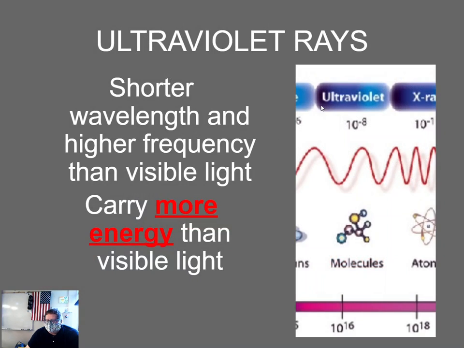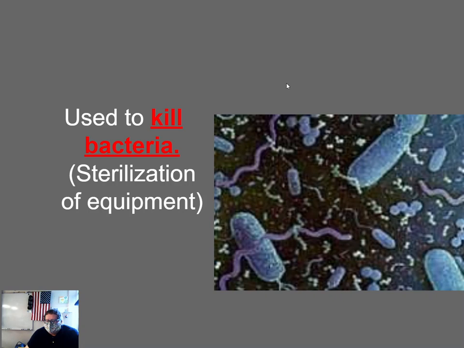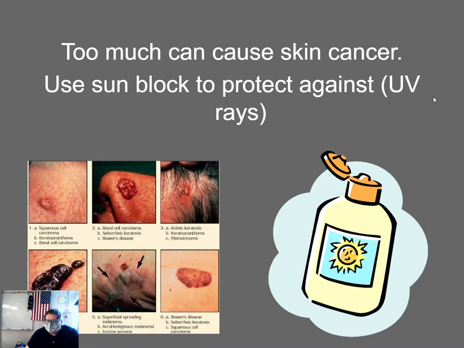Okay, so again, going on, ultraviolet UV rays. They carry more energy, right? So when you think of ultraviolet, we have many uses for it. We can use it to kill bacteria and sanitize equipment. We can use it to protect against the sun.